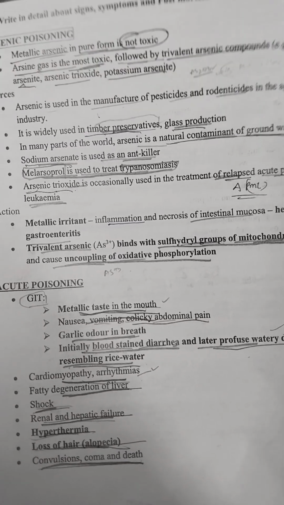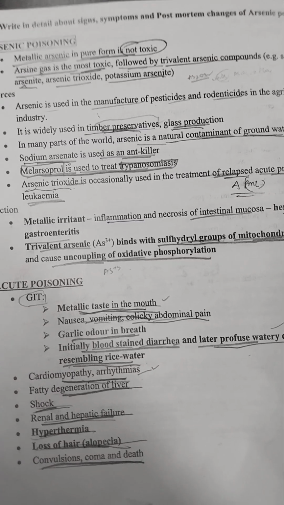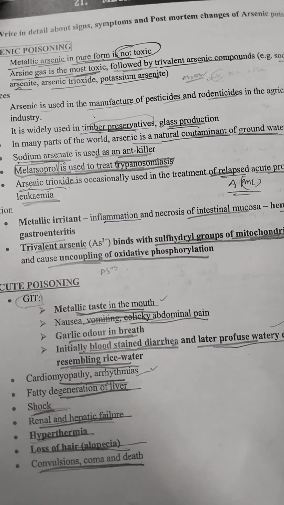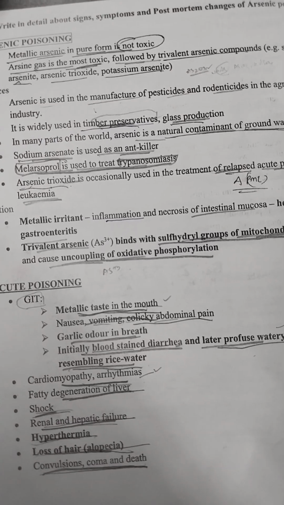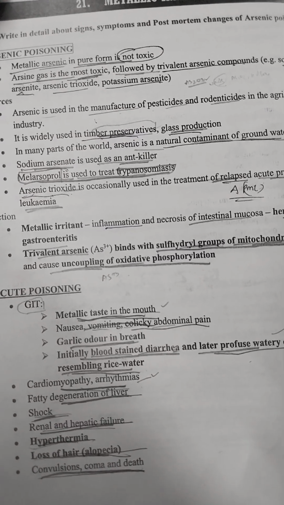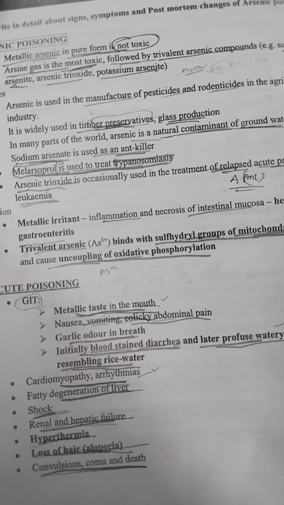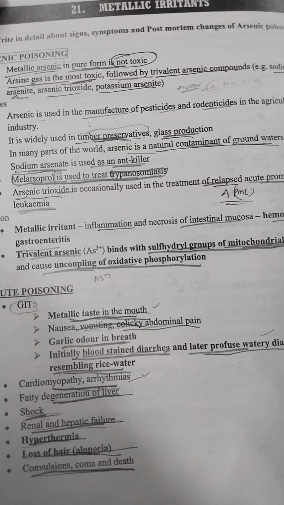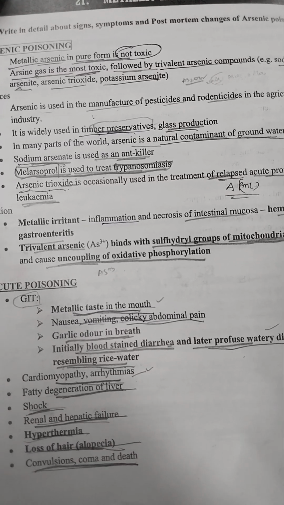Melarsoprol is used to treat trypanosomiasis. Trypanosomiasis, which is African sleeping sickness, is caused by Trypanosoma gambiense, remember from micro. So we use arsenic as melarsoprol. Arsenic trioxide is occasionally used to treat relapse of acute promyelocytic leukemia.